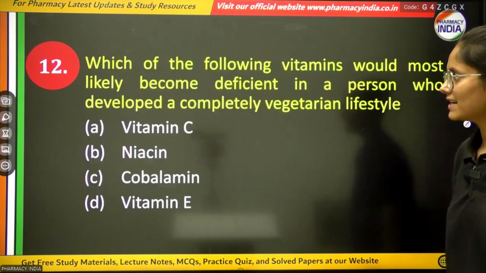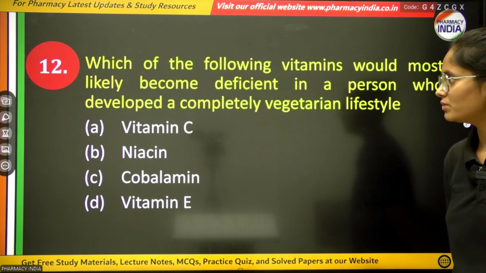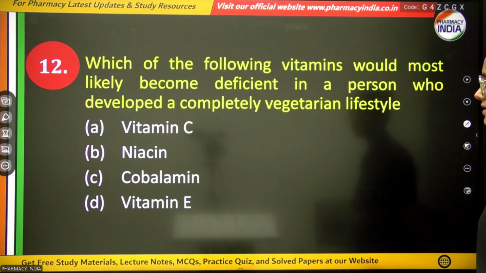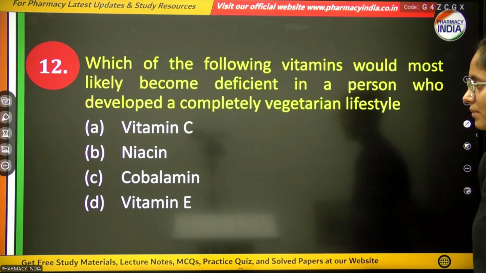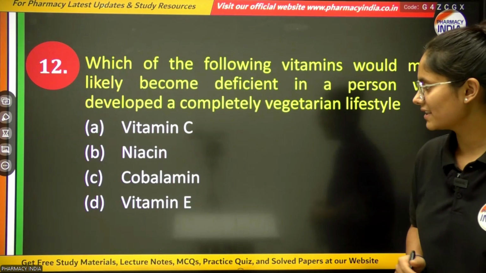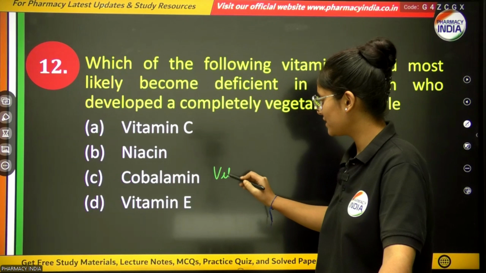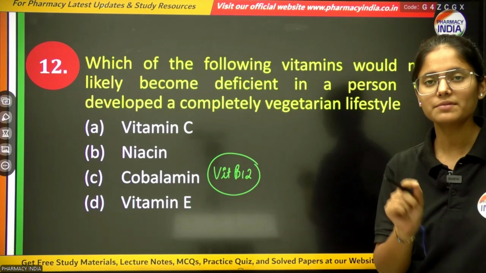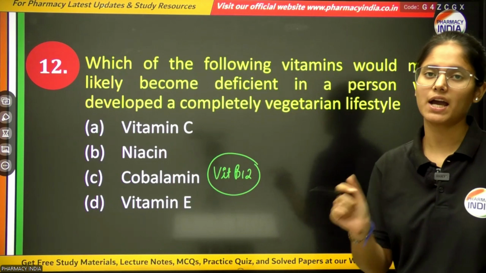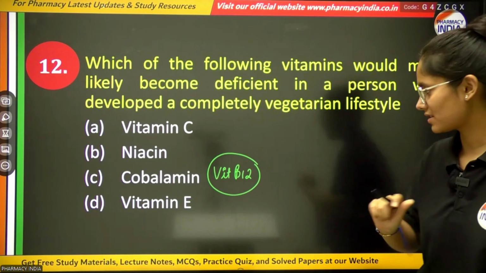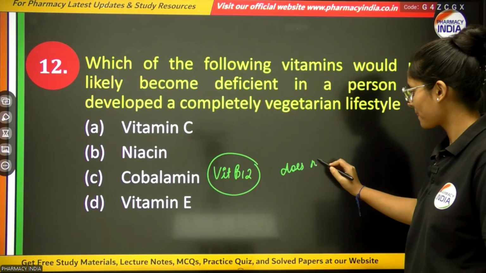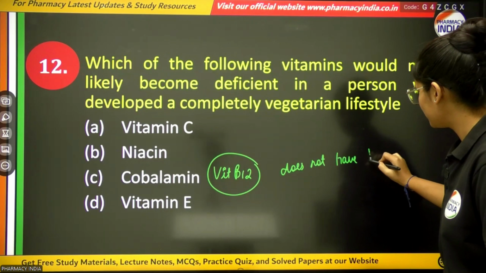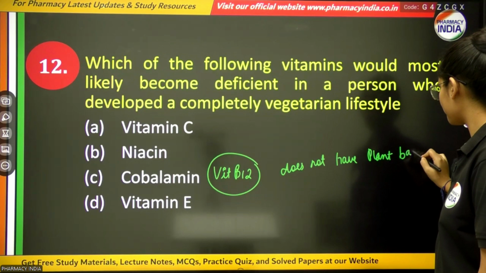So the next question is which of the following vitamins would most likely become deficient in a person who developed a completely vegetarian lifestyle? That is vitamin C, means ascorbic acid, niacin, cobalamin or vitamin E. You can see the correct option will be cobalamin, that is vitamin B12. What is the reason behind it? Because vitamin B12 does not have any plant-based sources.